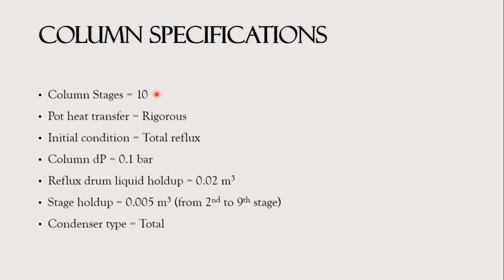In column specifications, it has been given that the total number of stages is 10. The pot heat transfer is rigorous. The initial condition for the operation of the batch distillation column is total reflux. The column pressure drop is 0.1 bar. The reflux liquid holdup is 0.02 cubic meter. Stage holdup is 0.005 cubic meter from the second to the ninth stage. The first stage represents the condenser, which is installed, and the 10th stage represents the pot, while the condenser type is total.